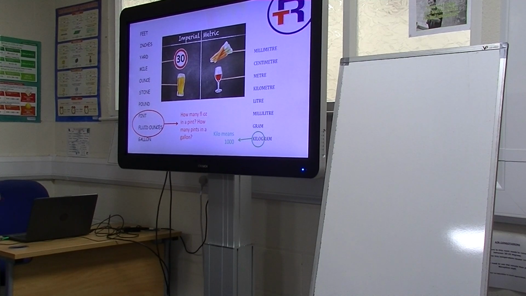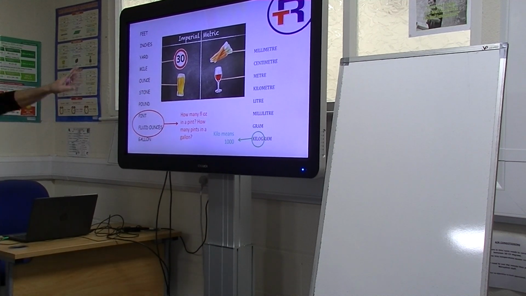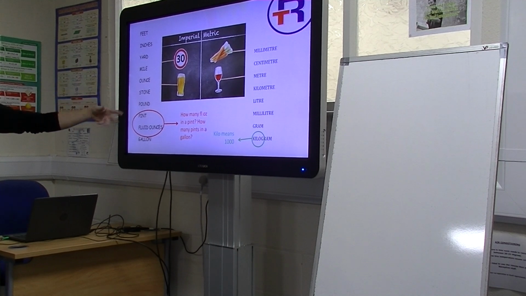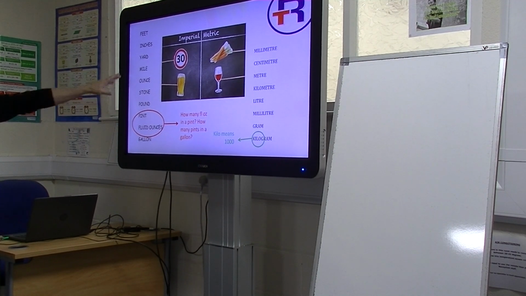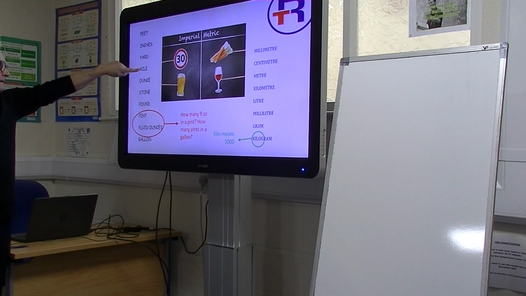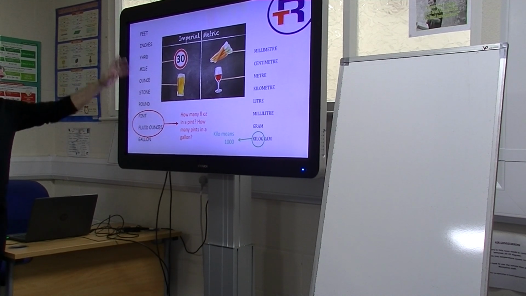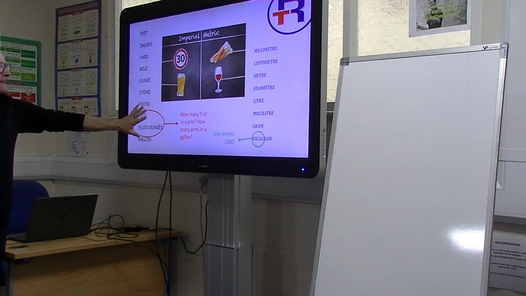So first of all, let's have a look at some measurements. On this side of the table, we've got what we used to call imperial measurements: feet, inches, yards, miles, ounces, stones, pounds, pints, and fluid ounces, etc. 12 inches in a foot, 3 feet and a bit in a yard, so many yards in a mile, all different numbers: 14 pounds in a stone, 16 ounces in a pound, all that kind of stuff. Fluid ounces, gallons, all different numbers.